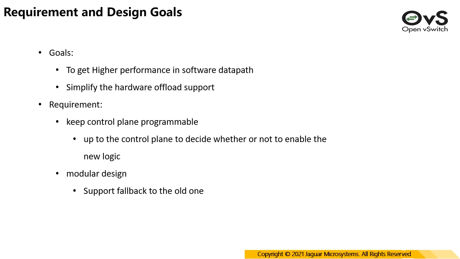To tackle these two challenges, we propose a new design to support connection tracking. The motivation of our new design is quite straightforward. We hope we can get higher performance in software data paths and simplify the hardware offloading support. We may also benefit from a simpler hardware offloading design, both in performance and cost. On the other hand, the new design should try to be transparent to the control plane and keep the control plane programmable. It is up to the control plane to decide whether or not to enable the new logic, and the new design should be modular, which can support fallback to the old one.